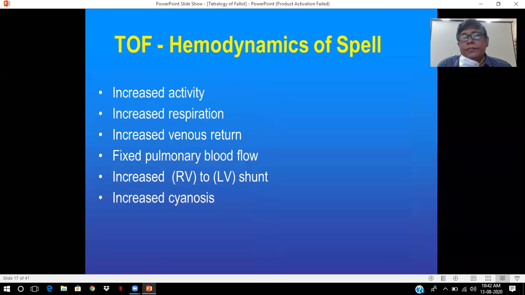Now, why does tetralogy of Fallot have this cyanotic spell? How does this happen? When there is increased activity, there will be increased respiration. So whenever we work more, our rate of breathing increases. There will be increased venous return. With venous return, there will be increased circulation also, but the pulmonary flow is fixed. As the valve is stenotic or the outflow is obstructed, there will be fixed pulmonary blood flow, and more blood will flow from the left ventricle to the VSD, and so we get more cyanosis.